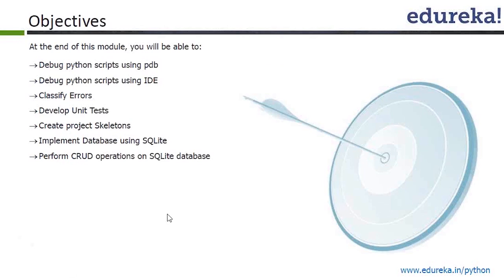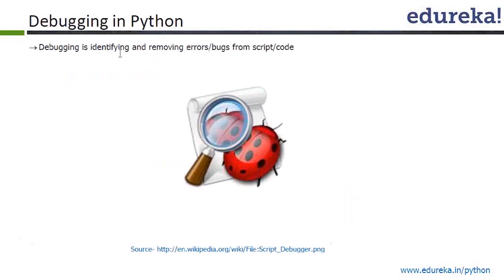So at the end of this module, you'll be able to debug Python scripts using PDB. That's a Python debugger. Debugging in Python. Debugging is identifying and removing errors or bugs from a script or code. Right? You all know debugging. If you have written any programming language till date, you would have faced many errors and you would have debugged it as well. Right? It's as simple as that.